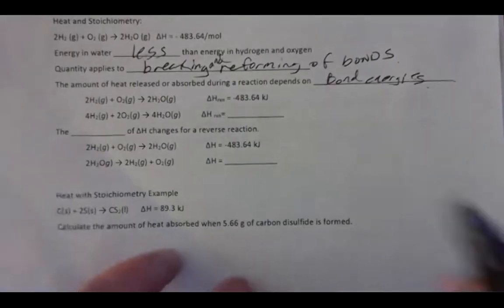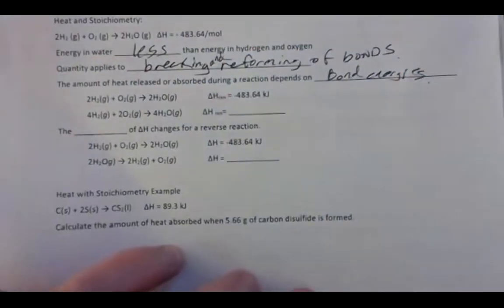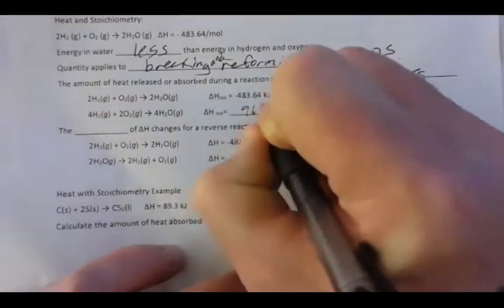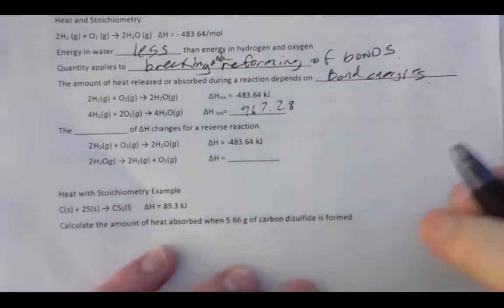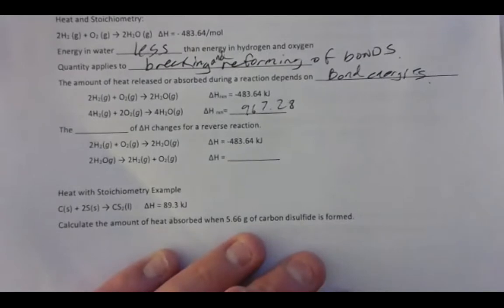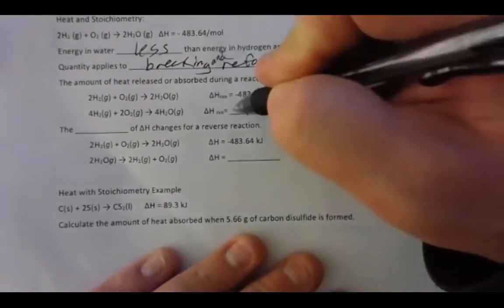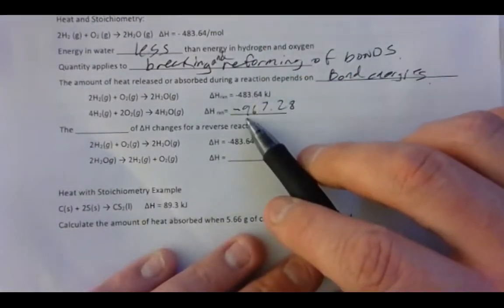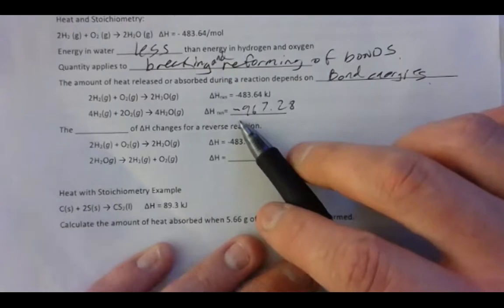483.64 times 2 is 967.28. So 967.28. Should it still be negative? Yes. Yes was said, and that's exactly true. It's just more heat that's being released, right? So the sign should stay the same.